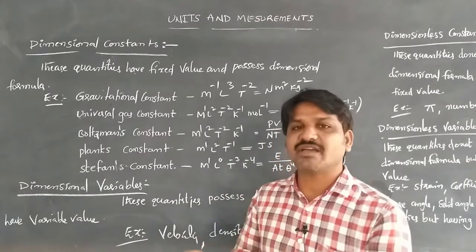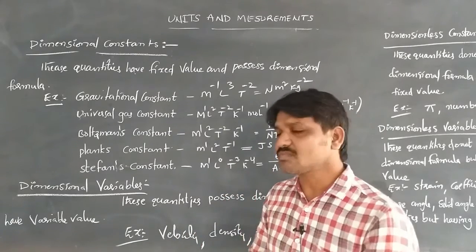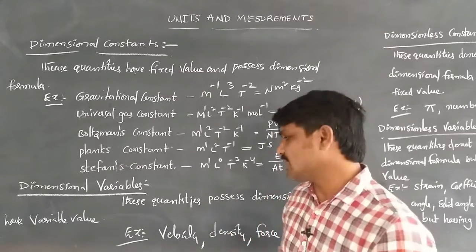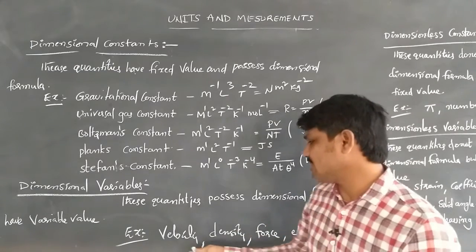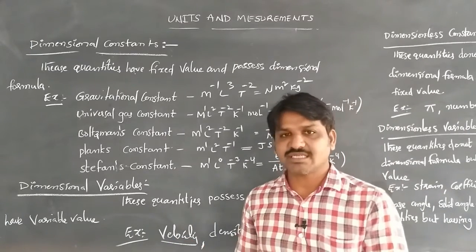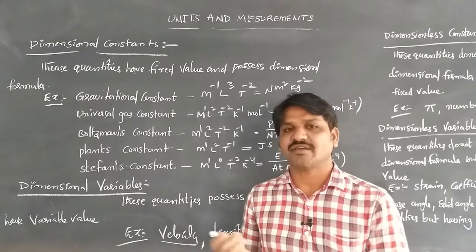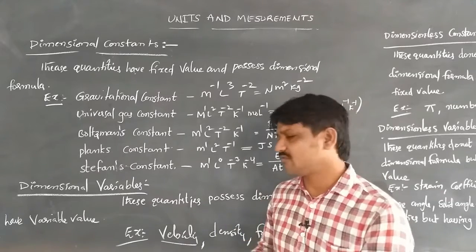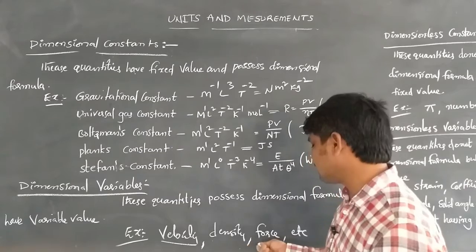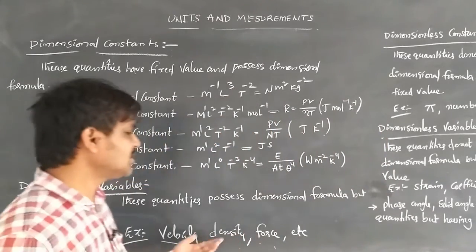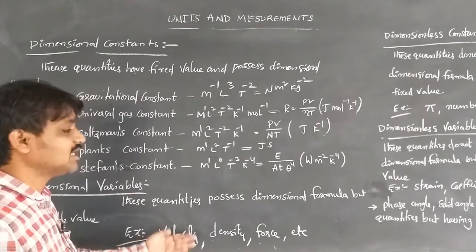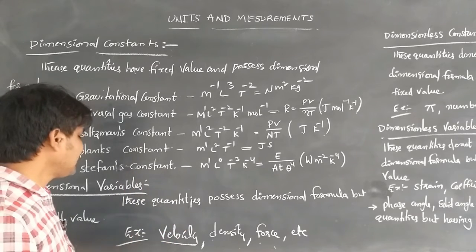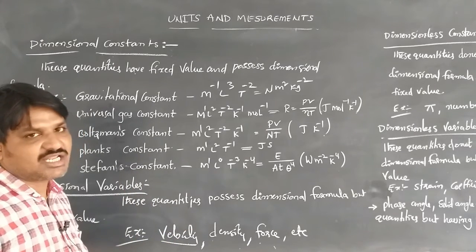Now dimensional variables. These are physical quantities which have a dimensional formula, but the value is variable. For example, velocity has meter per second as its unit and has a dimensional formula, but its value will change. Velocity will change, density will change, and force will also change. Most quantities possess a dimensional formula but have variable values. These types of quantities are called dimensional variables.